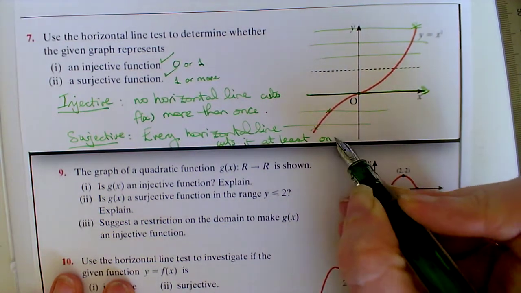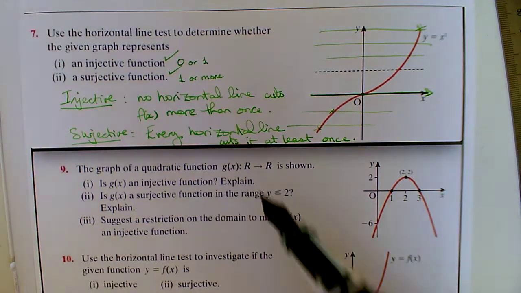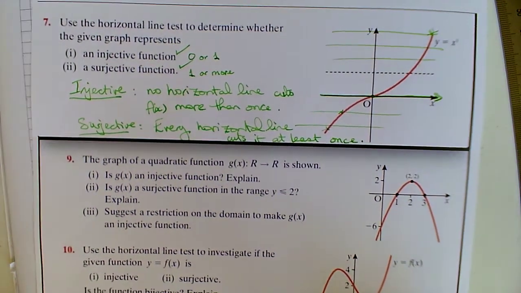Okay, you may have given your explanation a little bit differently to that, but we do need to put down some kind of explanation. Of course, because it's both, it's also bijective, but we weren't asked that, so we don't need to write it down. So that's what we need to do for question 7.